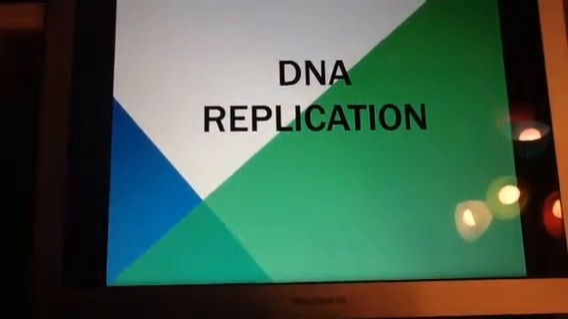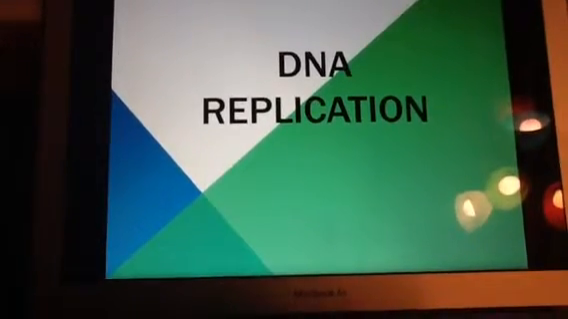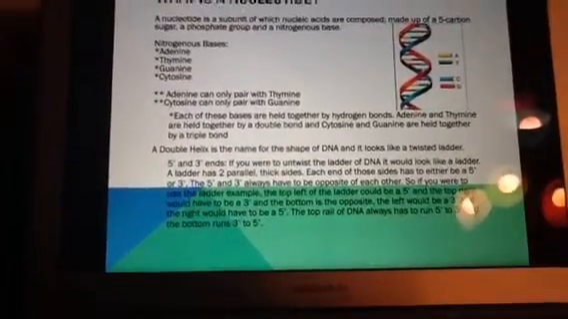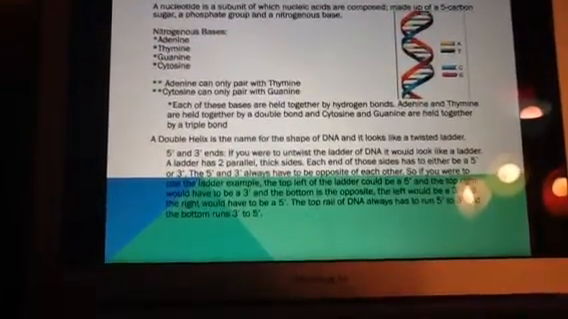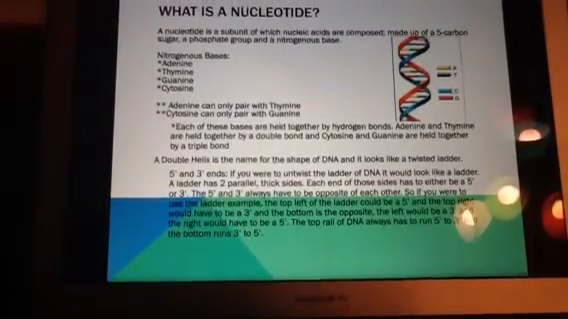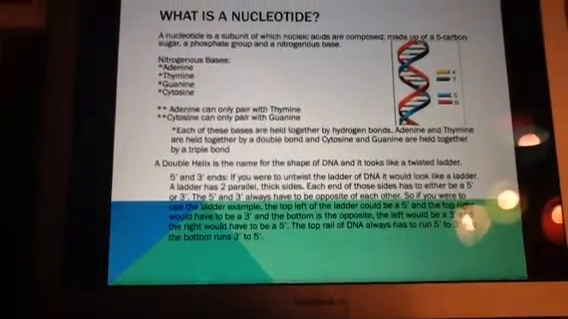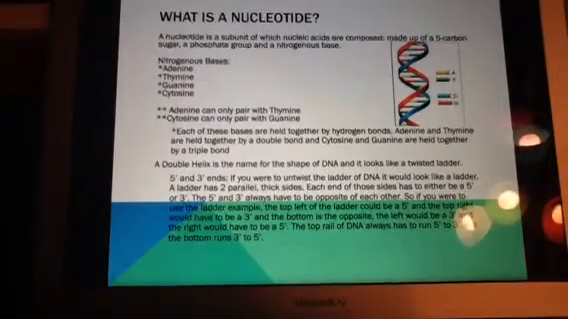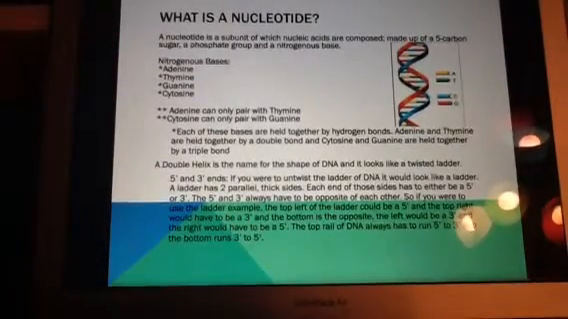Okay, here's my presentation on DNA replication. Some key terms to know are, first of all, you need to know what a nucleotide is, and that is a subunit of which the nucleic acids are composed. They're made up of a 5-carbon sugar, a phosphate group, and a nitrogenous base.